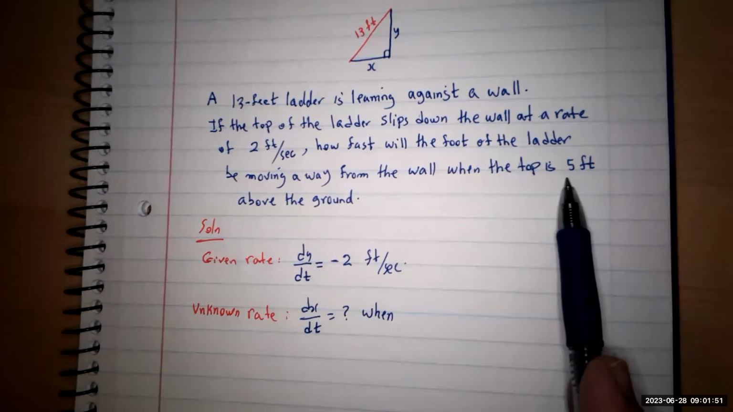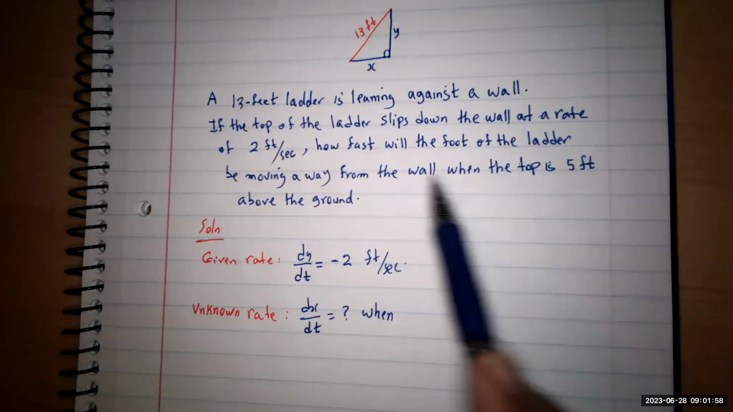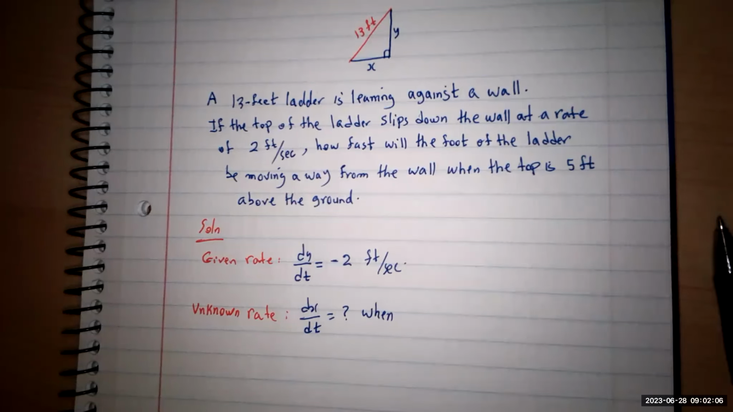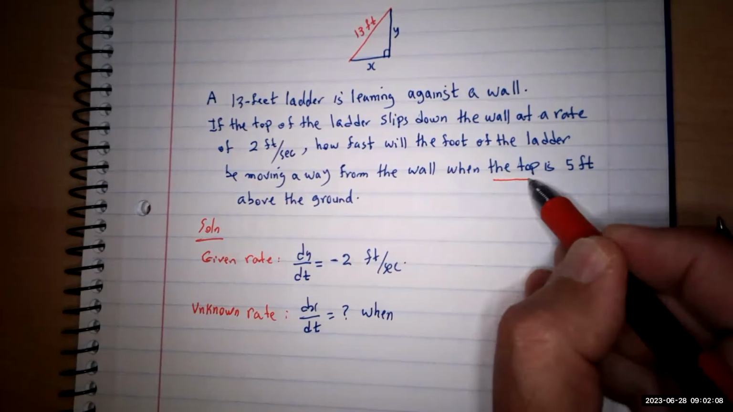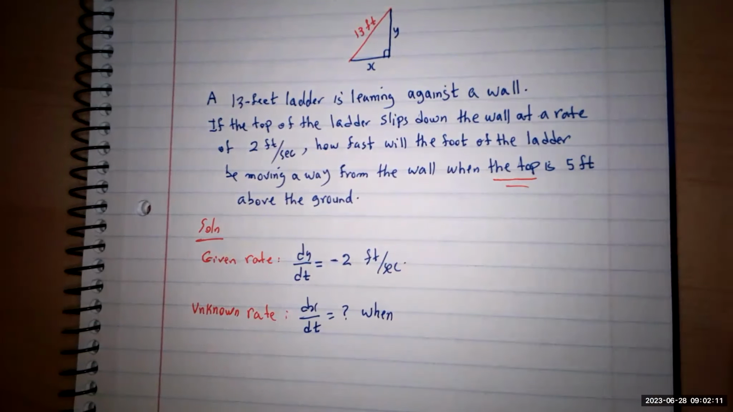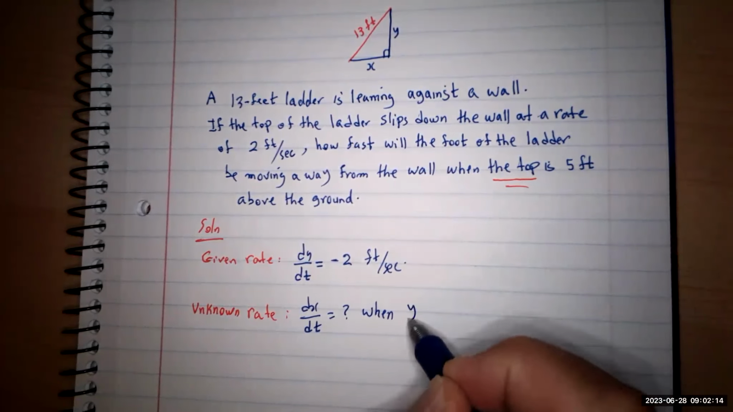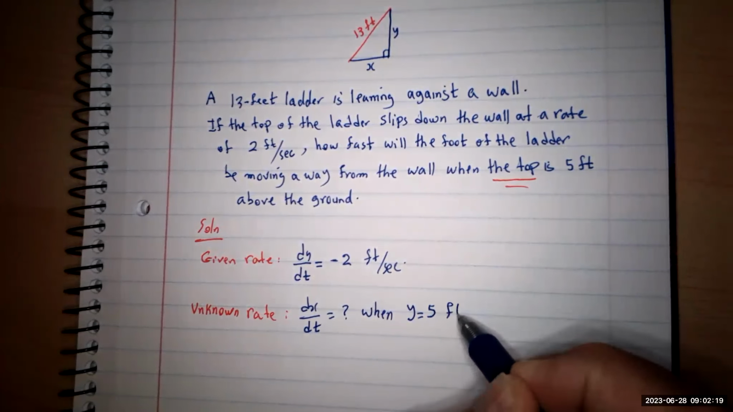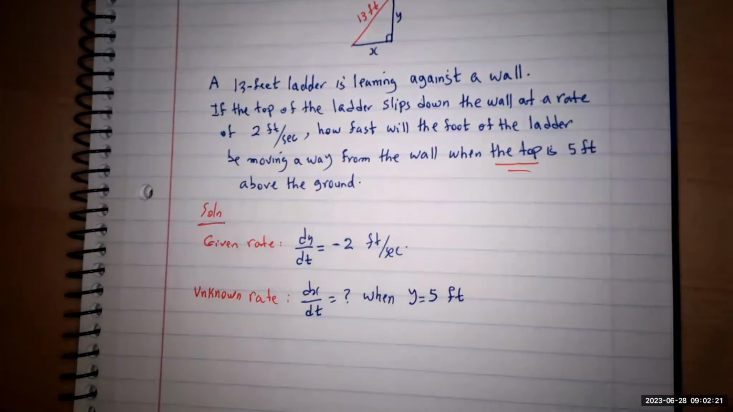What is this 5? Is it x or is it y? The top, yes, y. So when y is equal to 5 feet. Just make sure you identify these numbers correctly, and you get it when you look at it carefully. So the first one is important, d by dt.